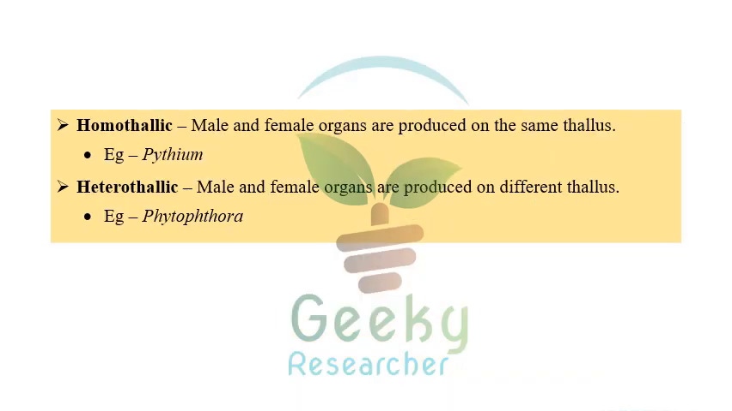The next one is homothallic and heterothallic. Homothallic means male and female reproductive organs are present in the same thallus. Example: Pythium. When it comes to heterothallic, male and female organs are not present in the same thallus but on different thalli. Example: Phytophthora. Hope you easily understand. Let's go into detailed topics very quickly.